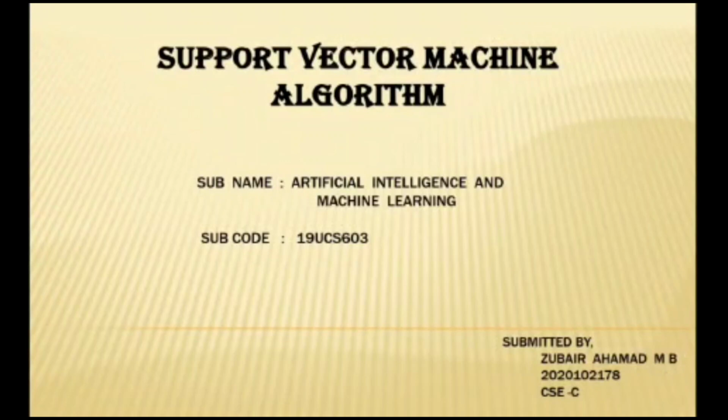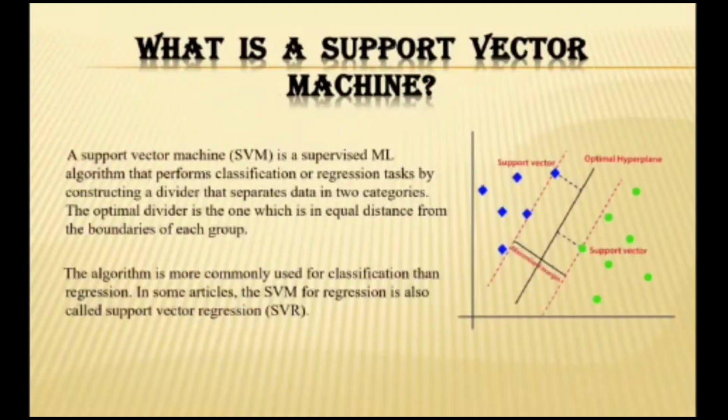In this video, we are going to see about the support vector machine algorithm. So first of all, we should know what a support vector machine is. A support vector machine is a supervised ML algorithm that performs classification or regression by constructing a divider that separates data into two categories. The optimal divider is the one which is equidistant from the boundaries of each group. The algorithm is more commonly used for classification than regression. In some articles, the SVM for regression is also called support vector regression.